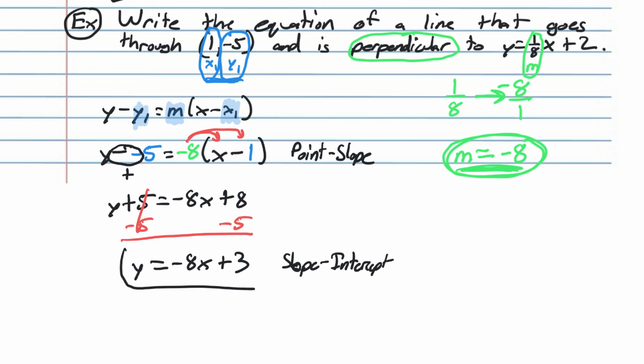So that's how you approach the questions when they use the word parallel and perpendicular. They're essentially telling us what the slope, what m is, without actually saying it directly.